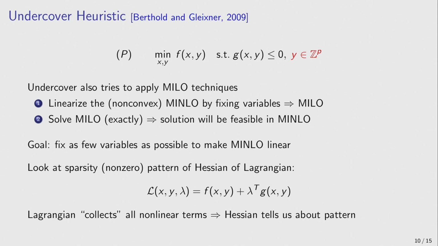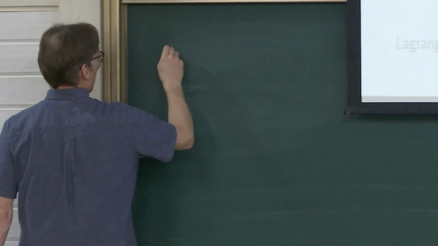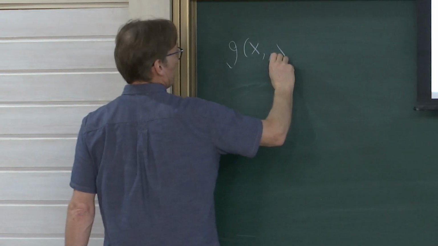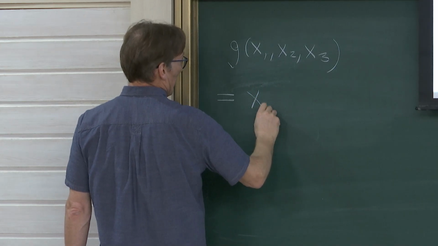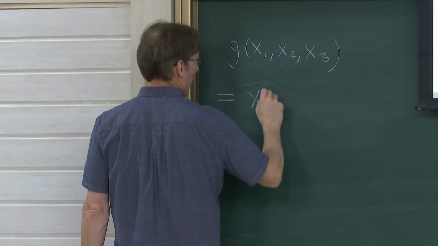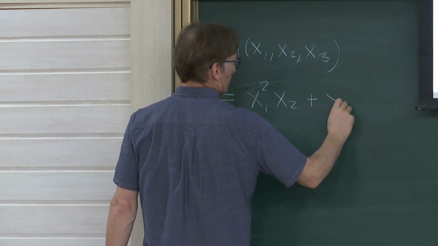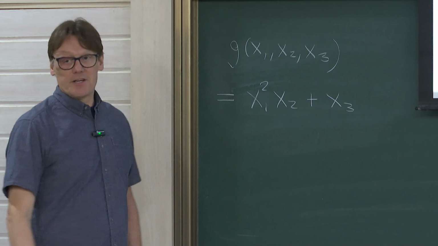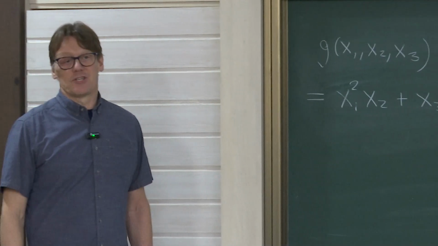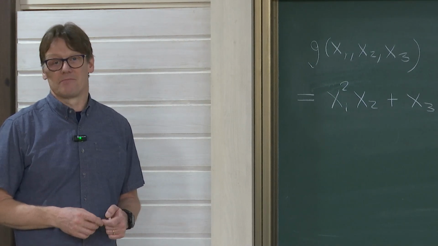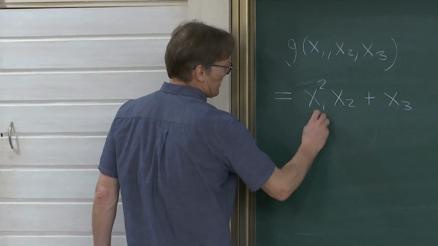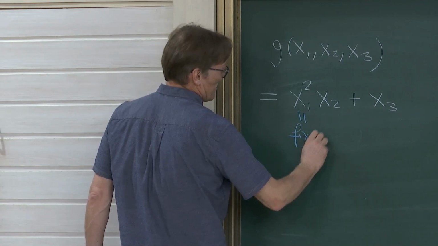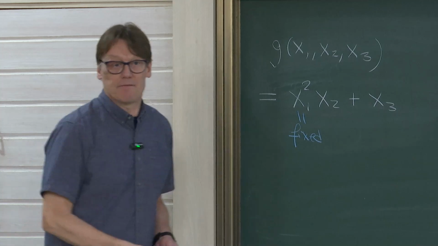So that's actually a sort of interesting concept, right? You can take a nonlinear function, g of x1, x2, x3, and I just make something up, x1 squared times x2 plus x3. So in this function, which variable should I fix to make it a linear function? x1, I hope, right? If I fix x1, then I have a function that's just an affine function.